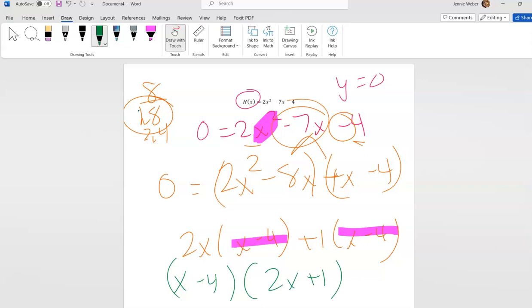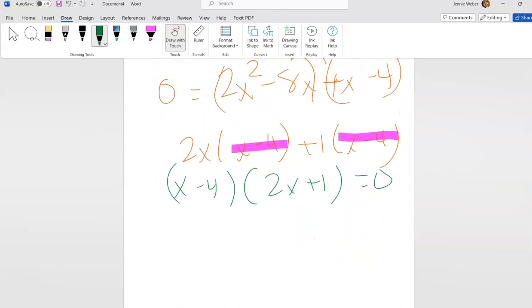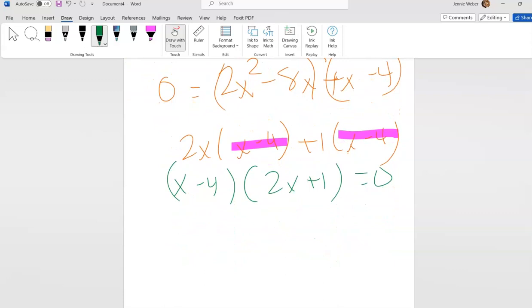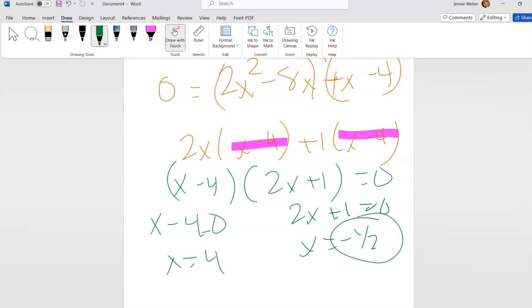And of course I could check myself. This is 2x. That's negative 8 plus 1, which when I add together will give me my negative 7. And that last term is negative 4. So I've solved this. Now I would set each equal to 0 independently by my 0 property. So x equals 4. X equals negative 1/2. So these are my solutions, and these are also my x-intercepts.